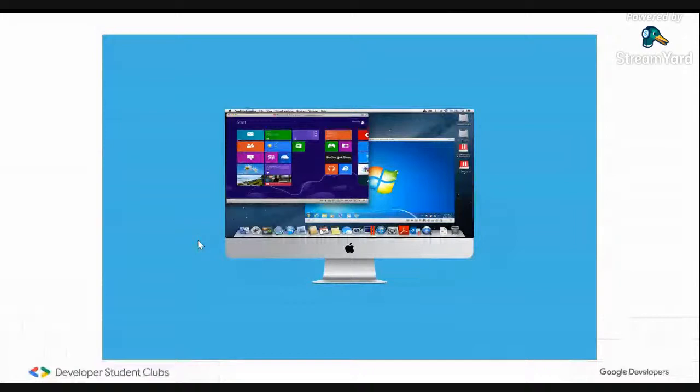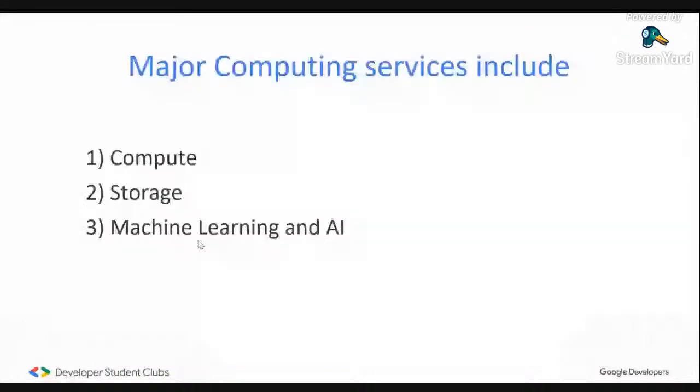So now let's discuss the major computing services of cloud. The major computing services of cloud include: the first one is compute, the second one is storage, and the third one is machine learning and AI. These three are the major computing services provided by cloud. Now let's discuss what is compute. Compute helps us to deploy code to the cloud. When you need to deploy an application, like if you're a company operating an e-commerce website or social networking site, you can deploy your code to cloud by using computing services.